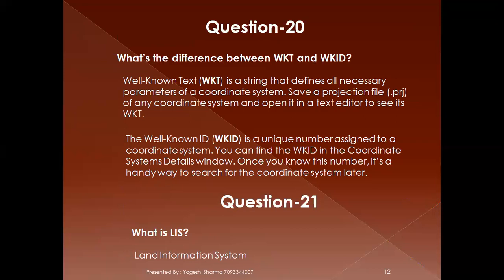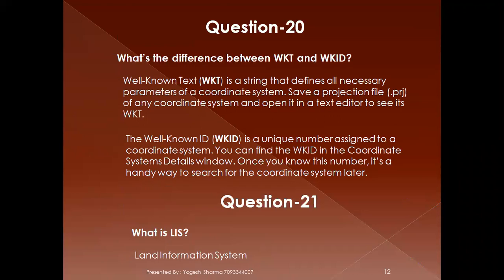And what is the meaning of the WKID? WKID is a unique number assigned to a coordinate system. We can find the WKID in the coordinate system details window. Once you know this number, it's a handy way to search for the coordinate system later. Like in ArcGIS, whenever we assign a coordinate system to any feature class, if we already know the WKID or EPSG code, we can easily find the coordinate system.